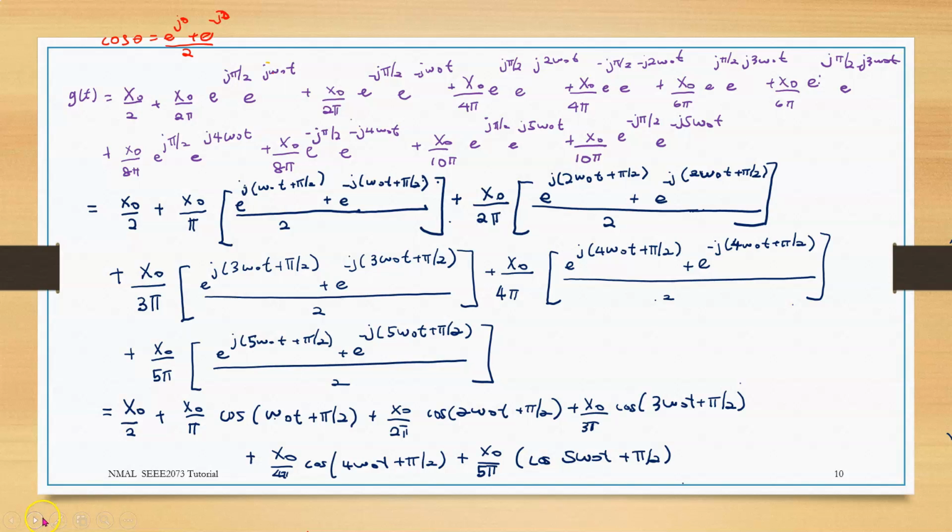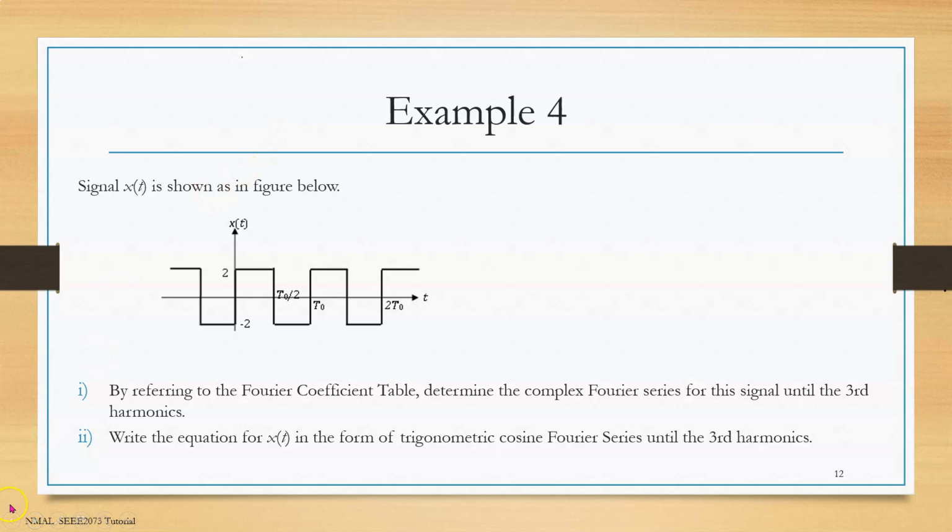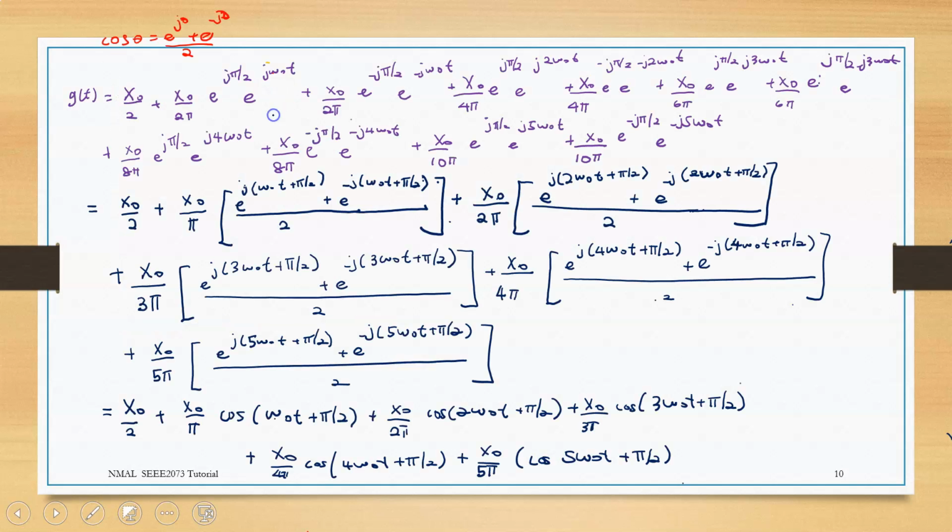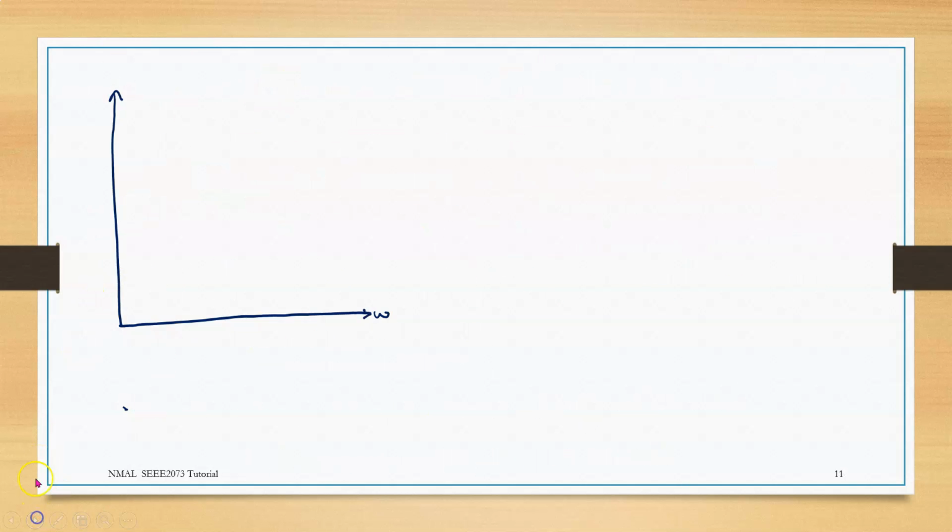From the equation, we already obtained the Fourier series in trigonometric form, and then from here you can plot in terms of single-sided. For single-sided, it means that you only plot the positive side, or you can take the value of the magnitude straight away. So single-sided is basically shorter, in terms of equation and also in terms of the drawing. So this is x naught over 2, for g(t).